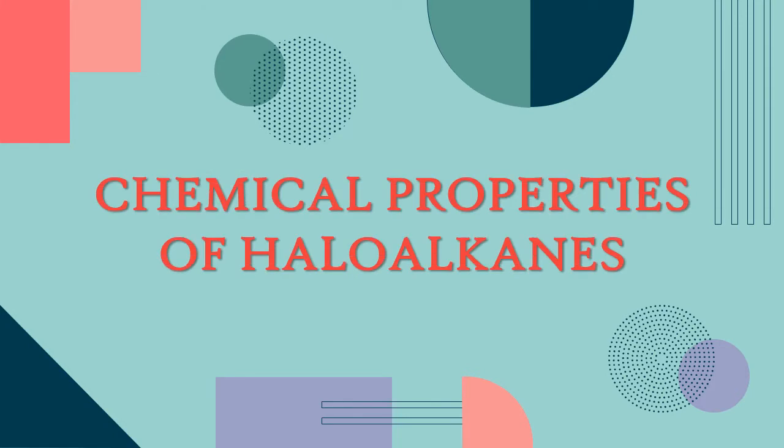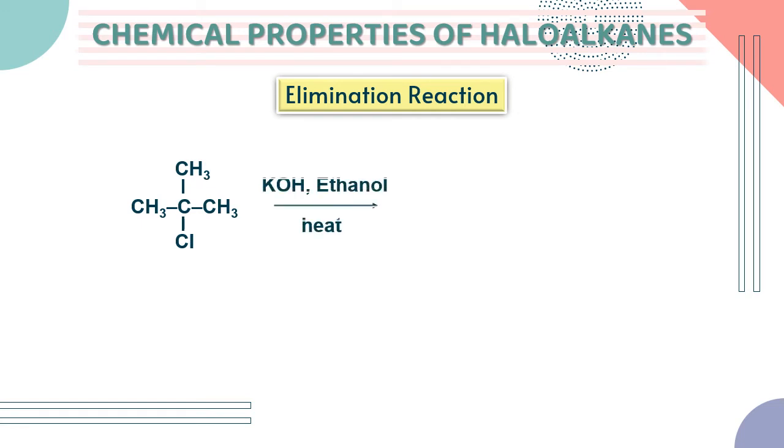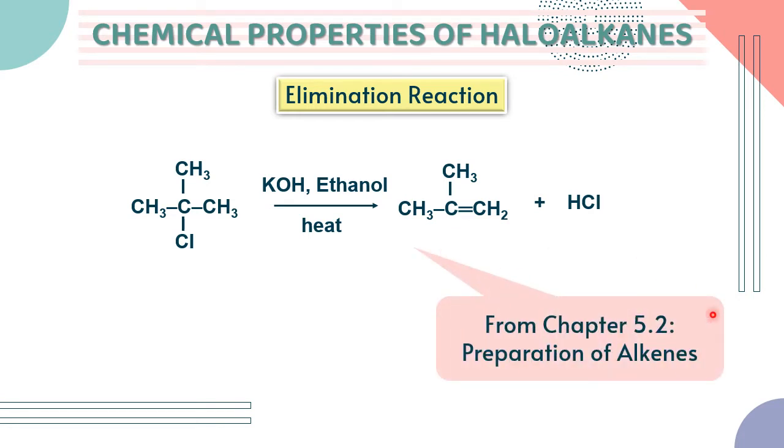Now, let's start with the chemical properties of haloalkanes. For haloalkanes, the first reaction that can occur is elimination reaction. Where we have a haloalkane, we react it with KOH, our strong base, in ethanol with heat, and we're going to produce an alkene, and also the side product HCl. This reaction, we already learned from chapter 5.2, preparation of alkenes.